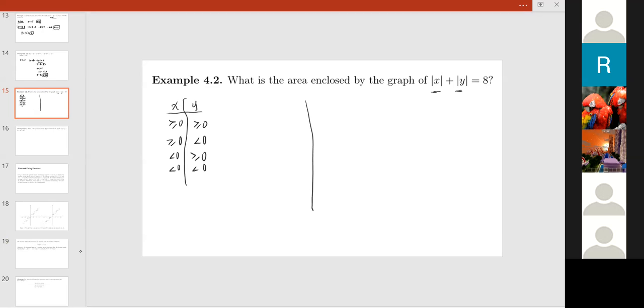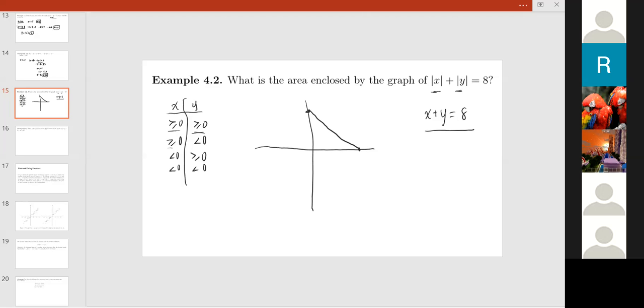You might notice that each of these cases represents a quadrant of the coordinate plane. So when we look at this case, we just get x plus y is equal to 8, because the absolute value of x is going to be x and the absolute value of y is going to be y since both are non-negative. So this is the first quadrant. Now we graph this line x plus y is equal to 8, and you can do that by finding 2 points on the line, 0, 8, and 8, 0. So this is our graph in the first quadrant.